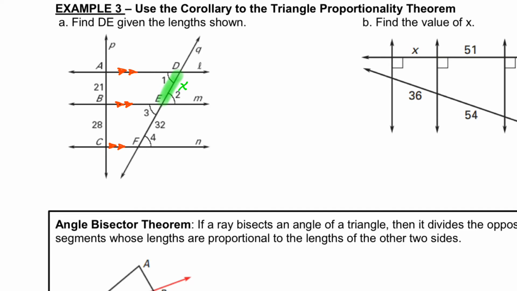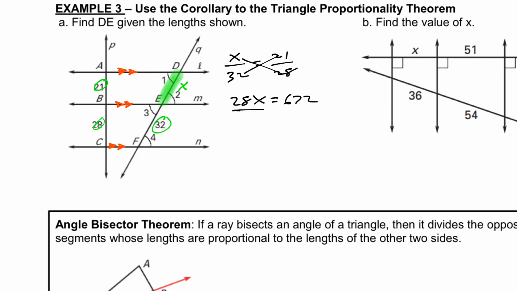Then the other segment lengths that we need here are 32 and 21 and 28. So let's set up our proportion for part A. We're going to write X over 32. That would have to equal 21 over 28. Let's do our cross products. So we have X times 28, that is 28X. That will equal our other cross product of 32 times 21, which is 672.